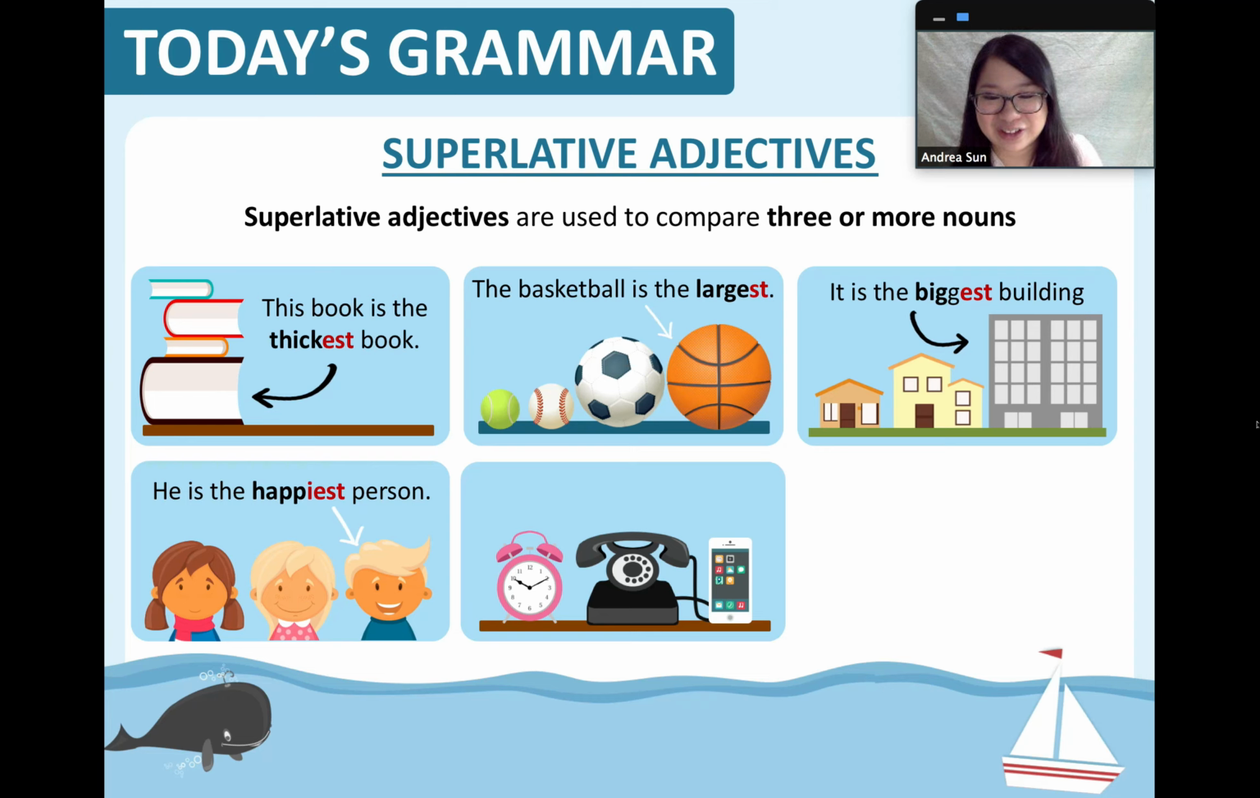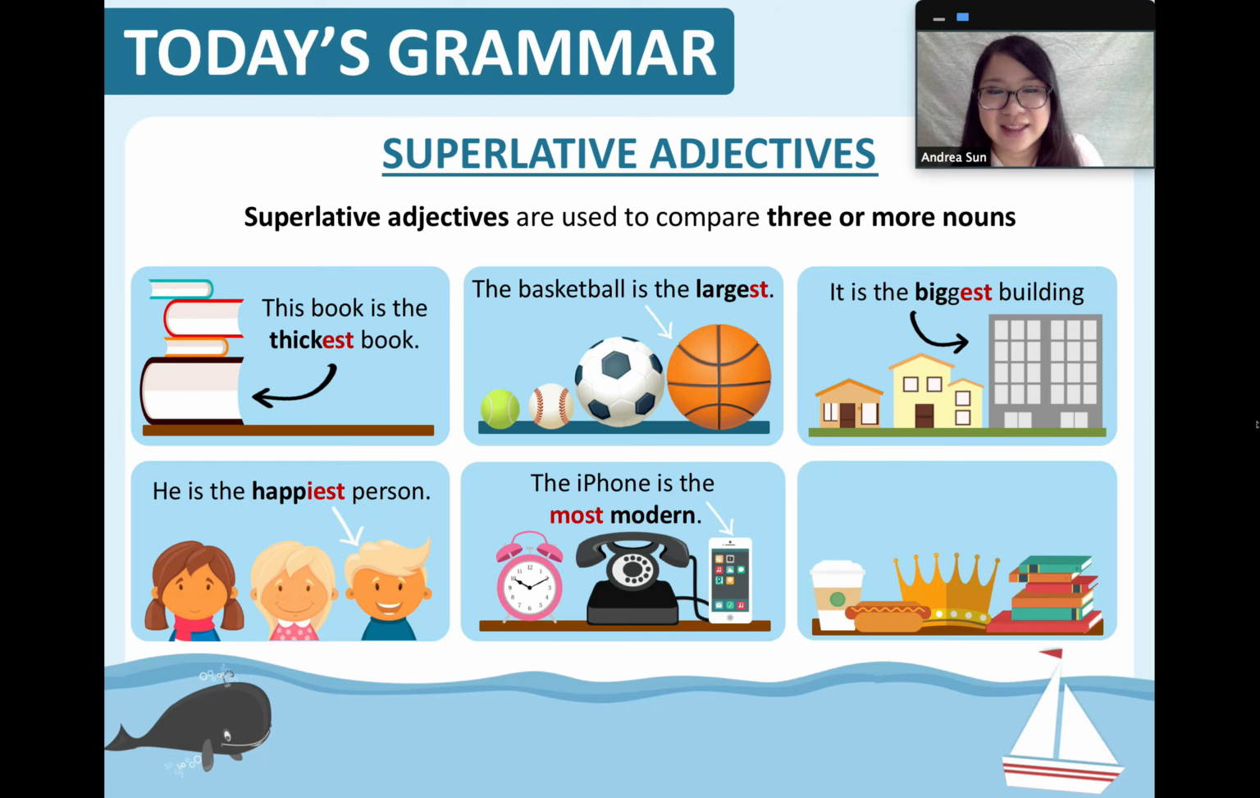Now look at the technology. An old clock, an old telephone, and an iPhone. What's different about the iPhone? The iPhone is the most modern. And finally, we have a coffee, a hot dog, a crown, and a small library of books. How about the crown? The gold crown is the most expensive thing. All right, so now we see examples of superlative adjectives.